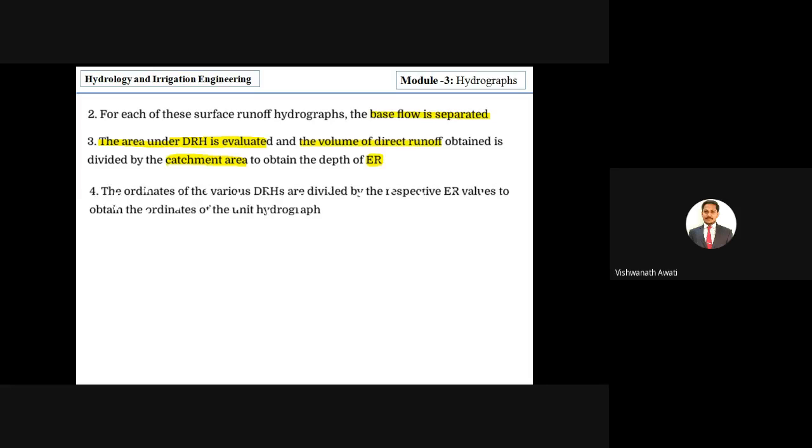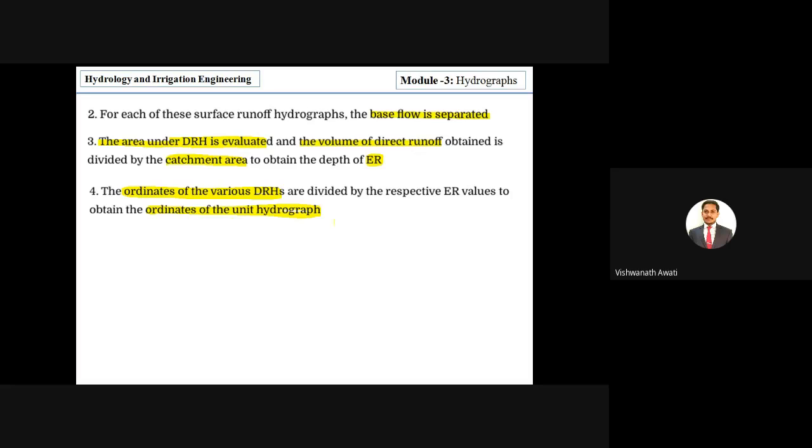Then the ordinates of the various direct runoff are divided by the respective excess rainfall values to obtain the ordinates of the unit hydrograph. So these four steps are very important to solve the problems. Our main intention is to derive the ordinates of the unit hydrograph. To get them, we require the ordinates of the direct runoff hydrograph. How do we get those? By base flow separation. Then how do we get the ordinates of the unit hydrograph? By dividing the ordinates of the direct runoff hydrograph by the excess rainfall. This part we'll understand when we solve the problem.